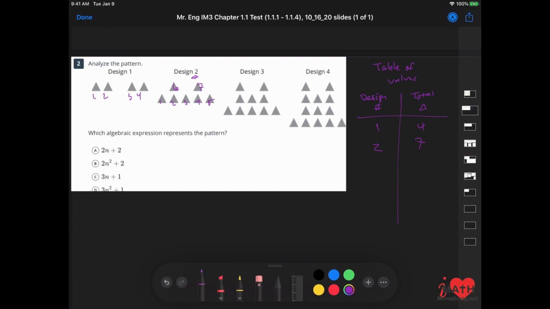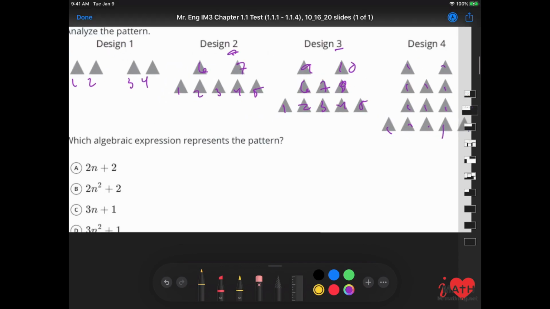And I'll do it by color in a second, but I'm just showing you guys by 1, 2, 3, 4, 5, 6, 7, 8, 9, 10. So design 3 has 10, and then design 4, 1, 2, 3, 4, 5, 6, 7, 8, 9, 10, 11, 12, 13. So this is what I saw as the pattern. See if I can do this by color.